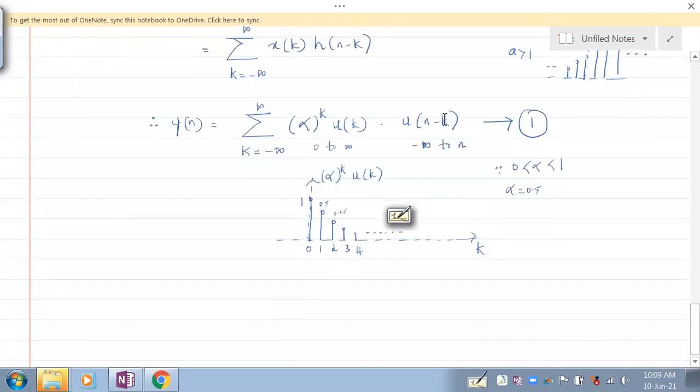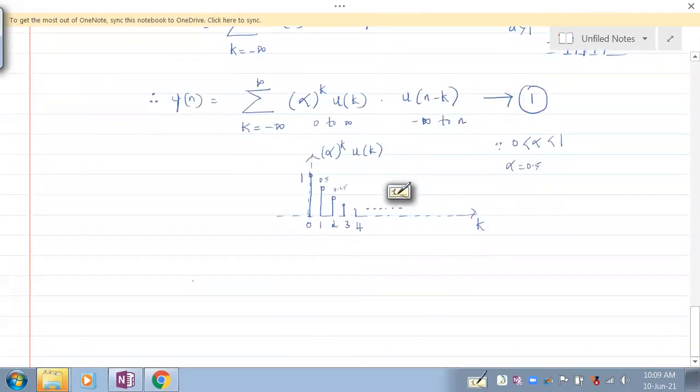Fine. Now let's get to u of n minus k. What is u of n minus k? Let's write that now. So let me write u of n minus k somewhere here, so that you will understand. These are the players who are coming from the dugout, mind you. So the range of this is minus infinity to n.